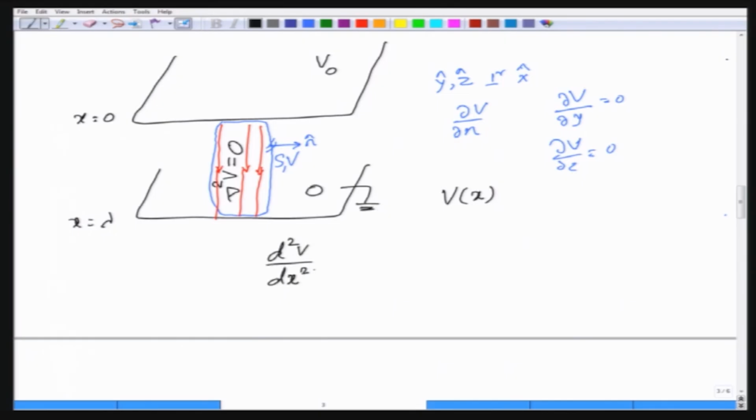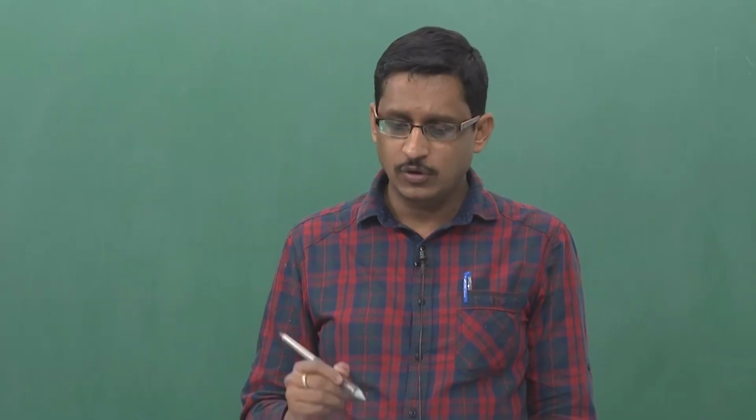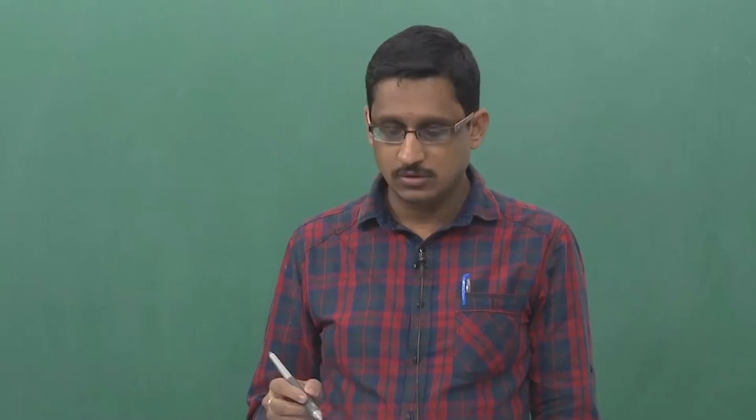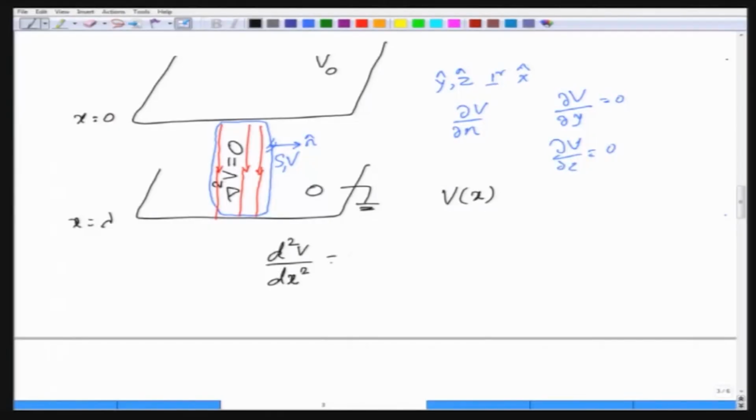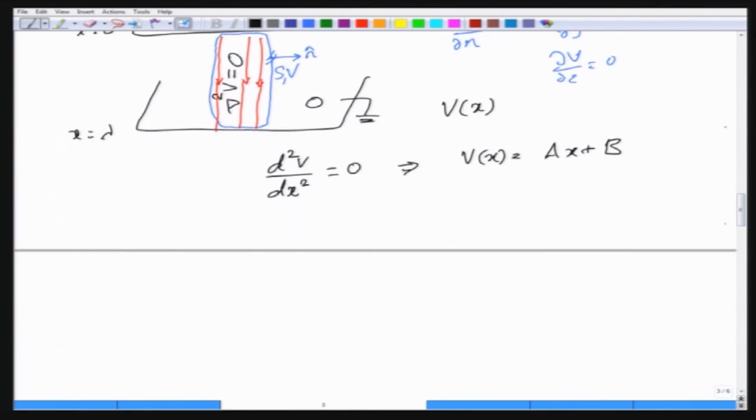The Laplacian in Cartesian coordinates is del square v by del x square plus del square v by del y square plus del square v by del z square, but those two terms anyway become equal to 0. So, I am only left with the first term which is dependent on x, and partials can be replaced by full derivatives d. So, d square v by dx square will be equal to 0, integrating this one twice I get v of x equals ax plus b, where a and b are constants.